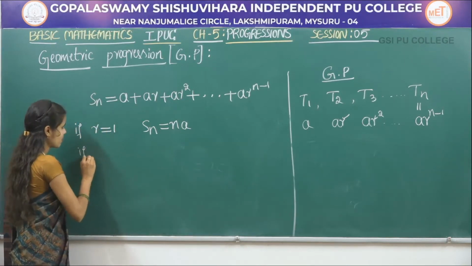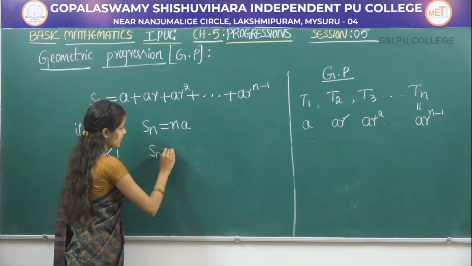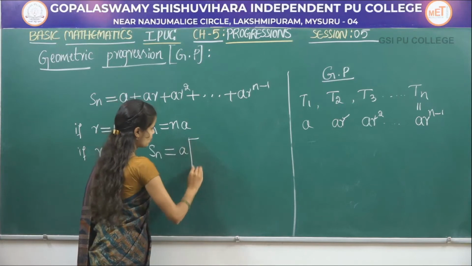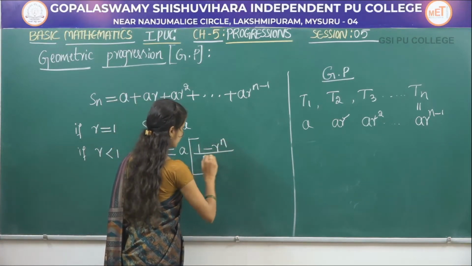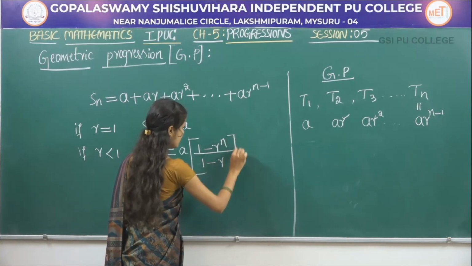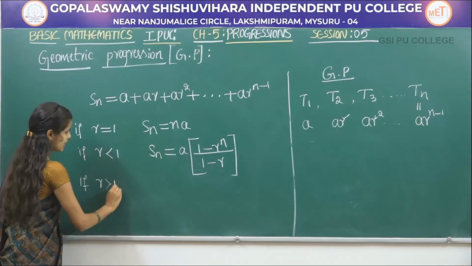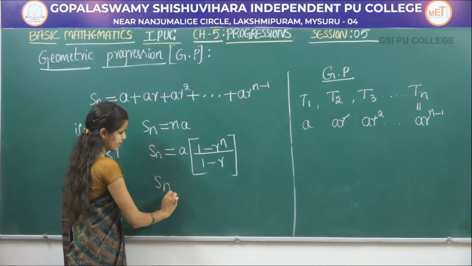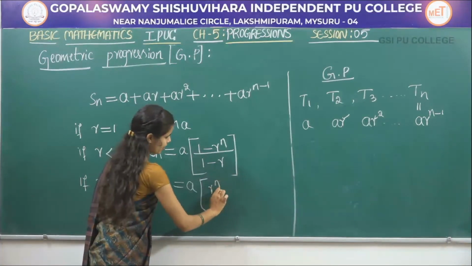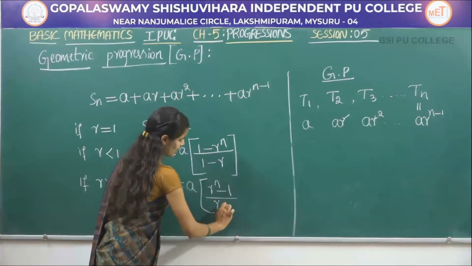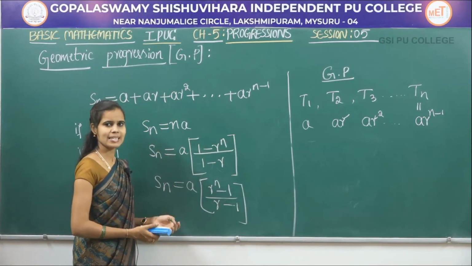Suppose R is less than 1, then Sn is equal to A into (1 minus R to the power of n) divided by (1 minus R). Next, suppose R is greater than 1, then Sn is equal to A into (R to the power of n minus 1) by (R minus 1). Next, let us discuss some problems.